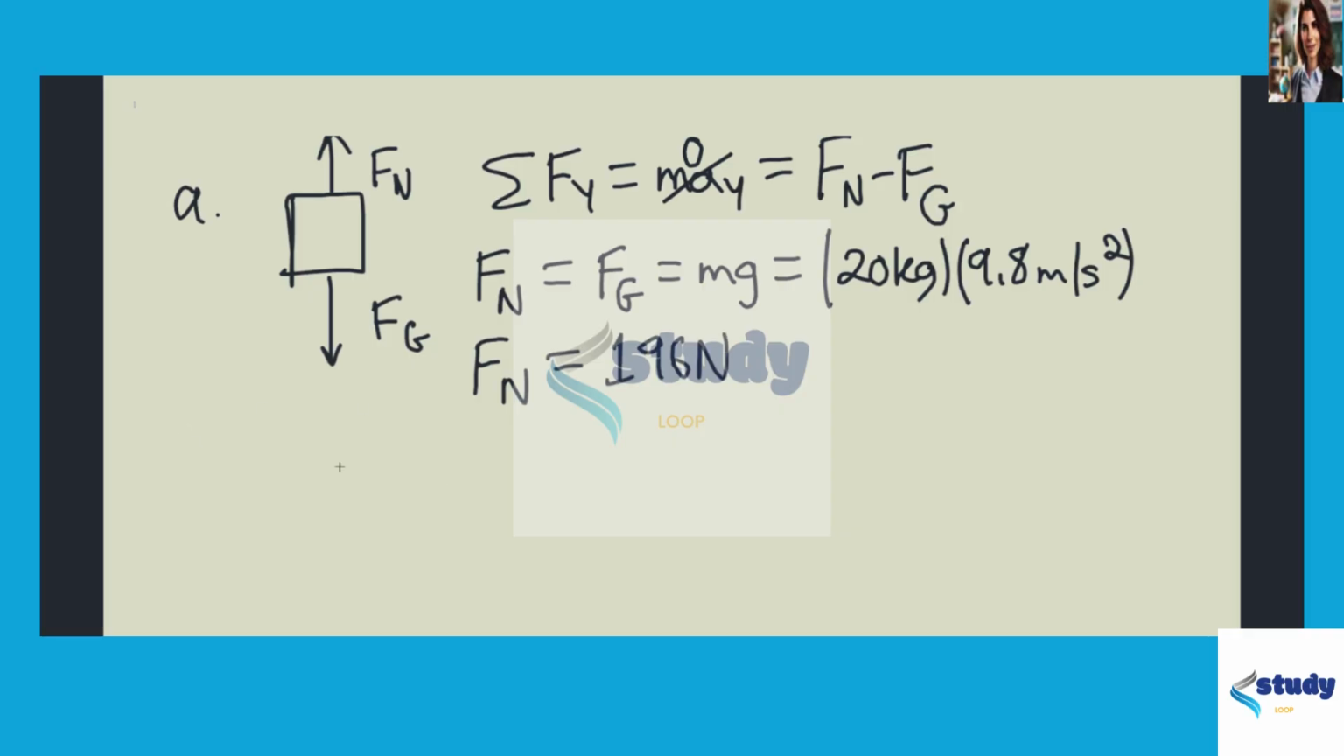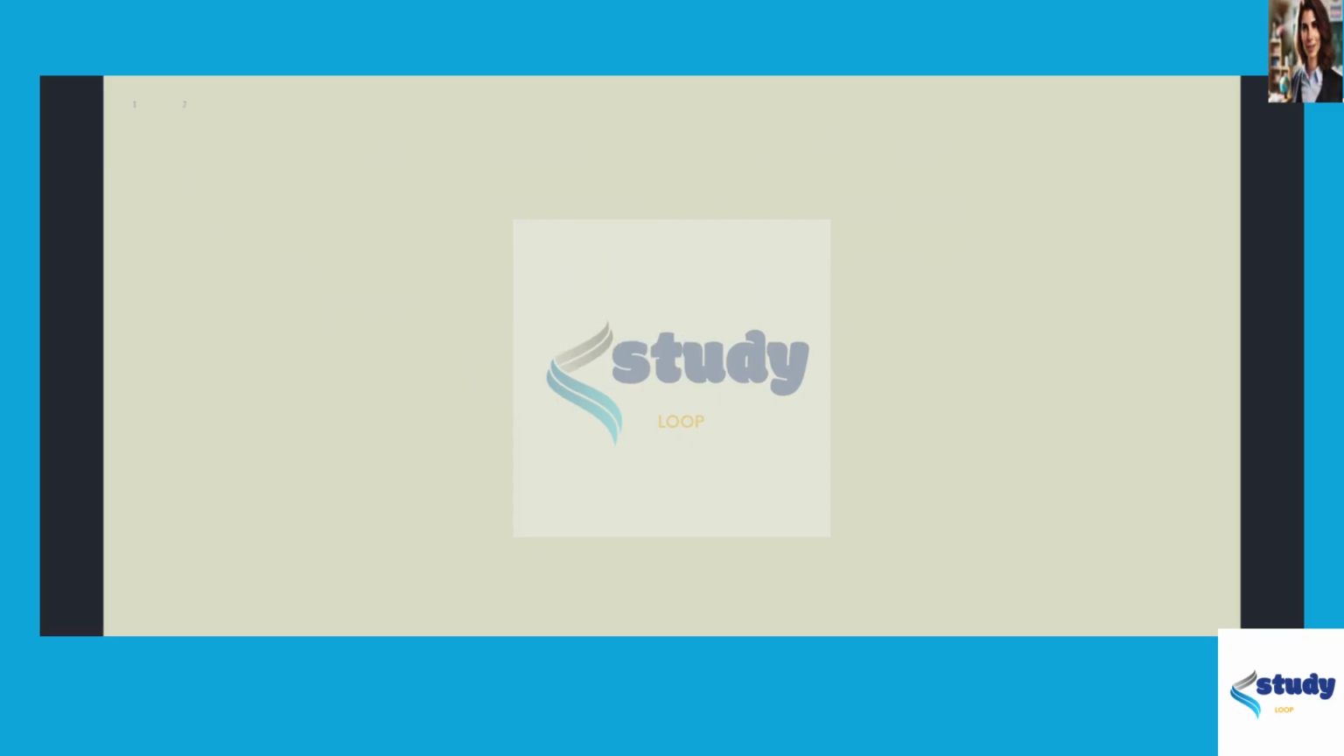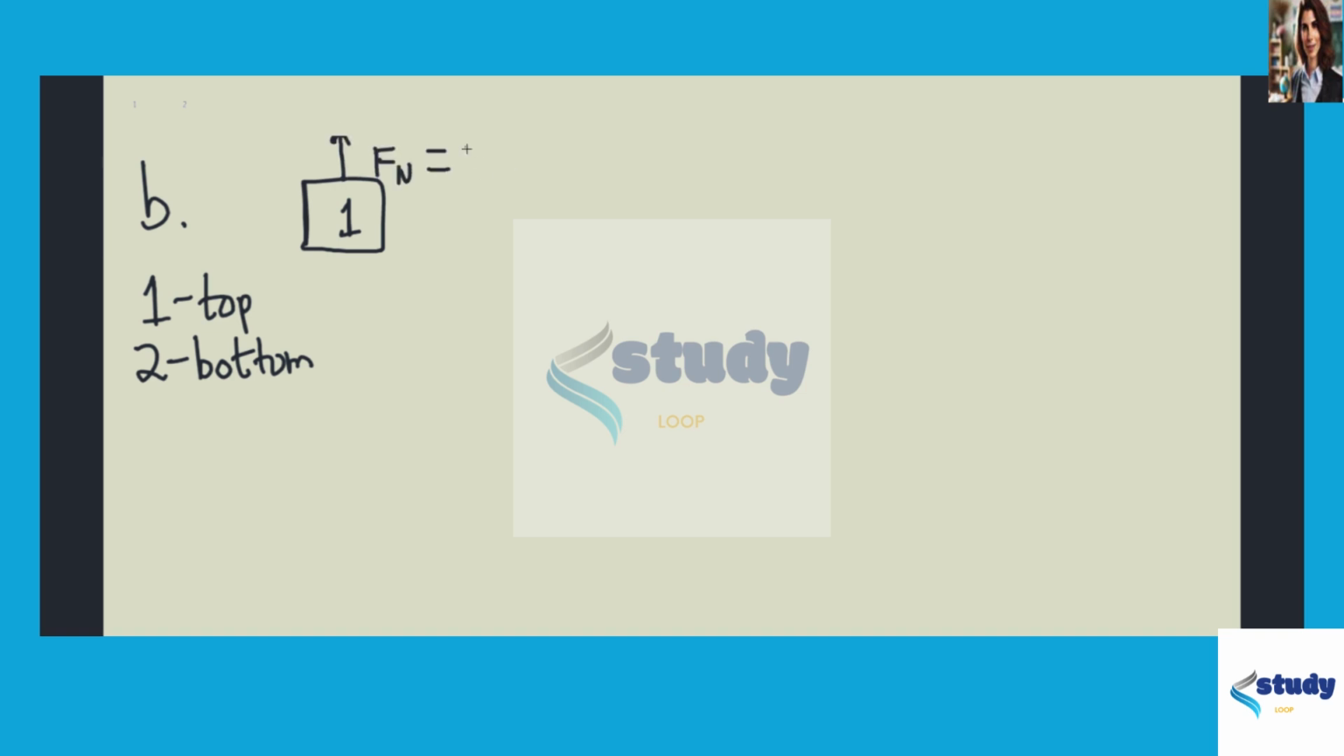Now, for part B, let's get a new workbook. For part B, we're going to say that the subscript 1 is for the top block, and subscript 2 is going to be for the bottom block. Now, we can again draw the free body diagrams. This will be block 1. Going up would be force normal. We can also say that this is going to be the force of block 2 on block 1. And then going down would be m sub 1 g.